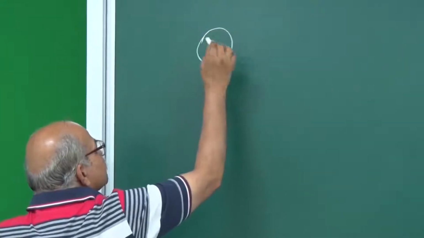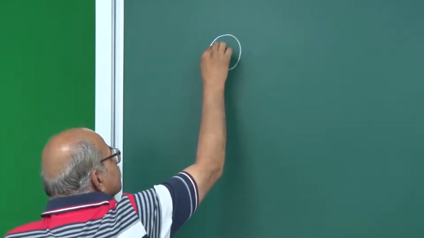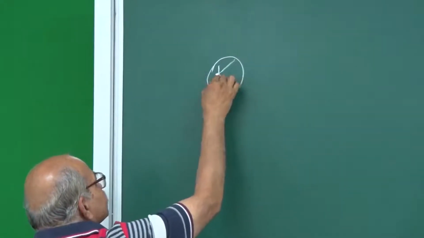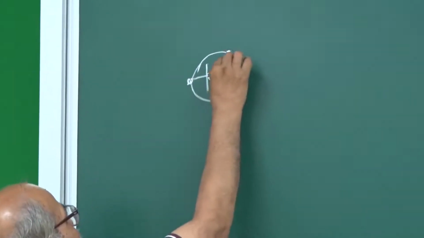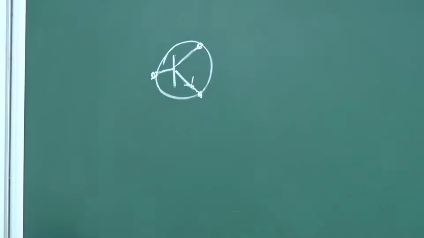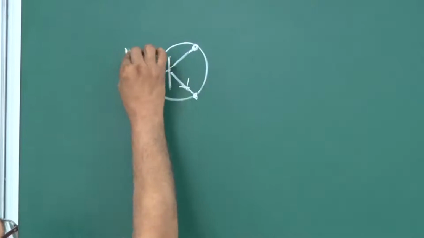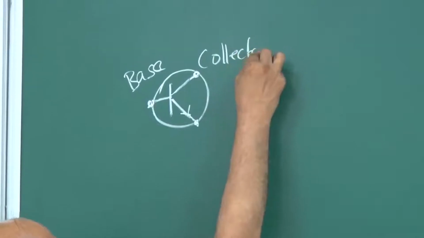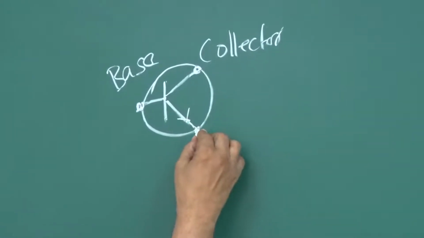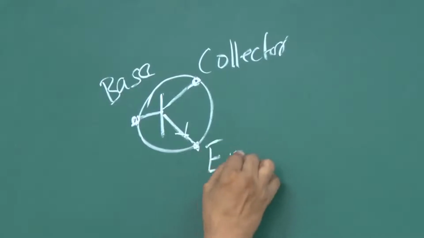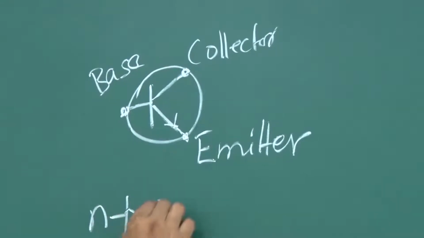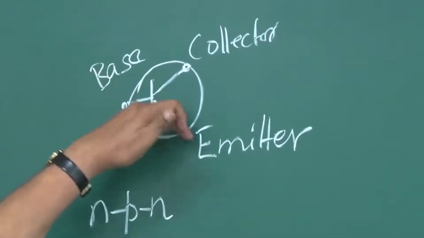The symbol is like this. You have a line here, a line here, a line here with an arrow, and these are the connecting points from where you have those leads coming out. This one is definitely the base, this one is the collector, and this one is the emitter. And this is an NPN transistor, because your arrow is like this.